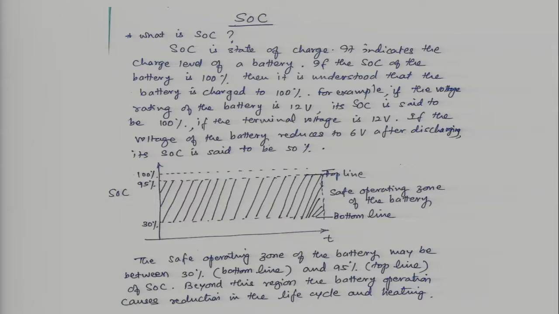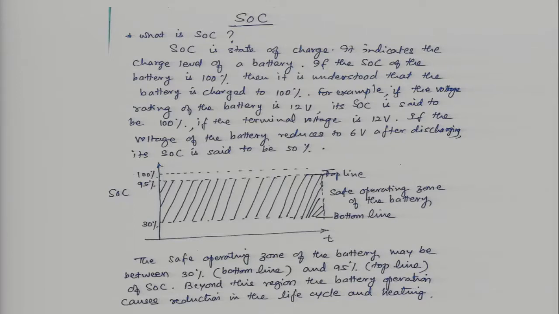If the SOC is 100%, there is one line which is shown dotted. This is 100% SOC, and there is one more line which is 95% of SOC. So this is approximately taken as 95%. This 95% of SOC is said to be top line of SOC. So what is the meaning of top line? Top line of SOC is the level of the voltage above which the battery should not be charged.